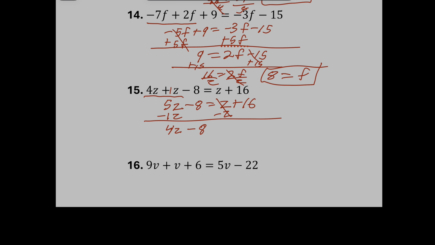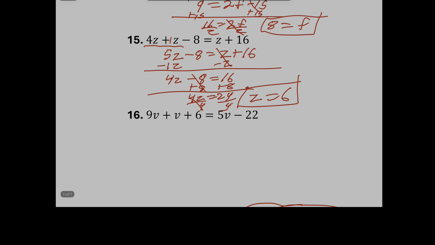Okay. Sometimes if you put an actual object instead of a letter, it helps you to think these through a little bit. Okay. Now I'm going to add 8 to both sides. Boom, that dies. 4Z equals 24. And if I divide each side by 4, I get Z equals 6. Boom, boom, boom, boom. Okay.